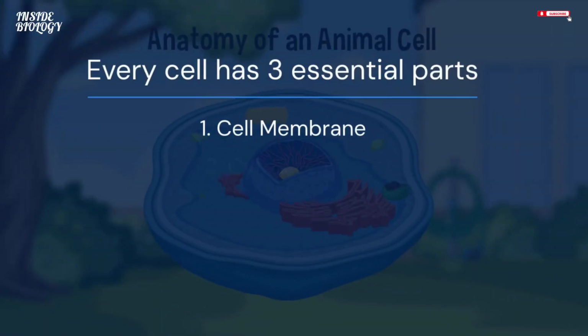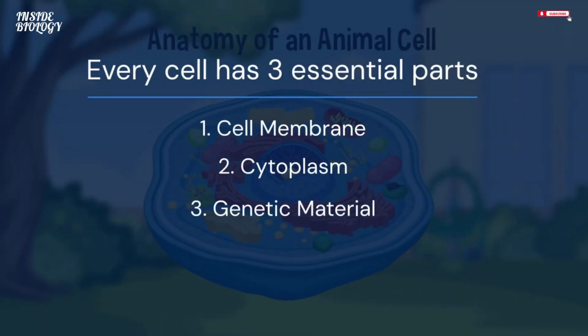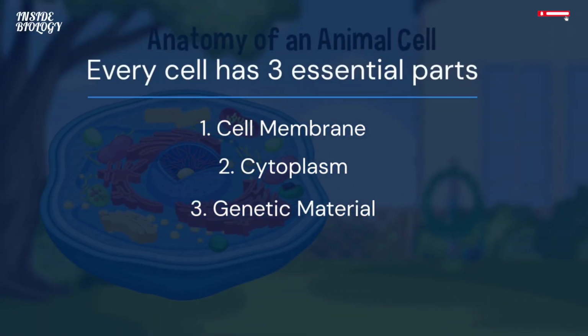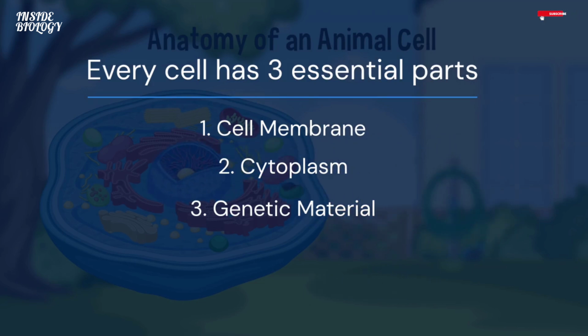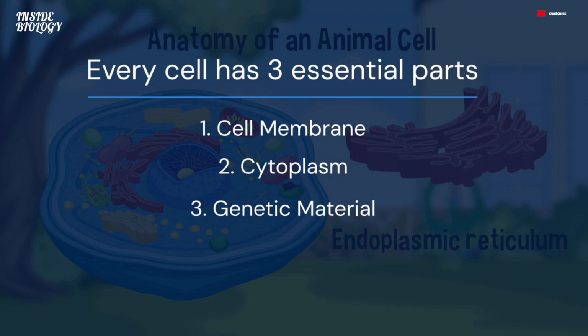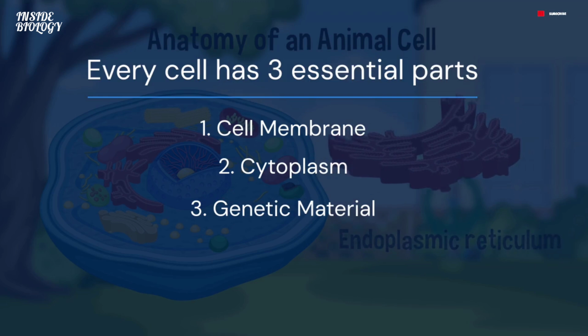Every cell has three essential parts. First, the cell membrane, a protective barrier that controls what enters and exits. Second, the cytoplasm, a jelly-like substance where chemical reactions happen. Third, genetic material, DNA that contains instructions for everything the cell does.